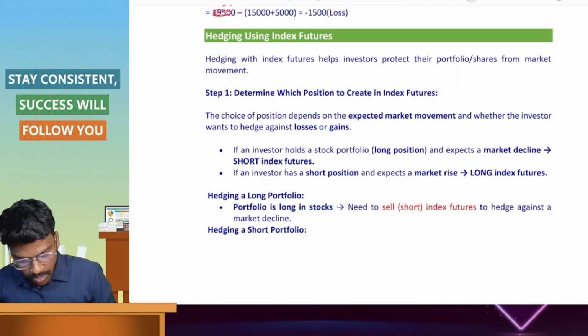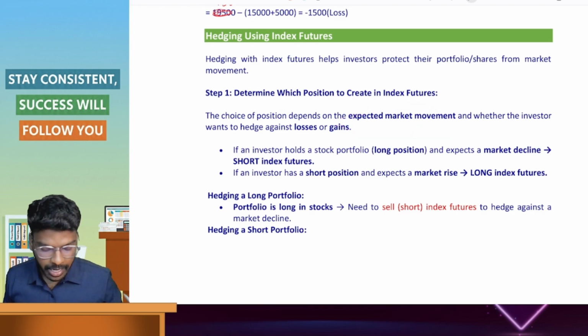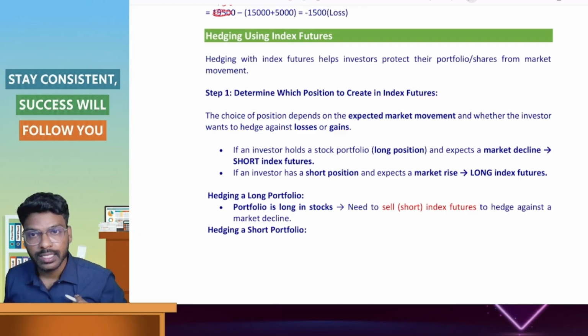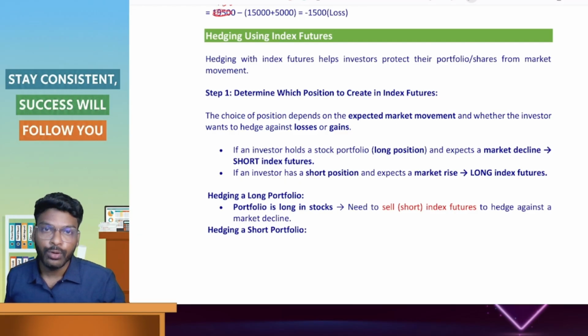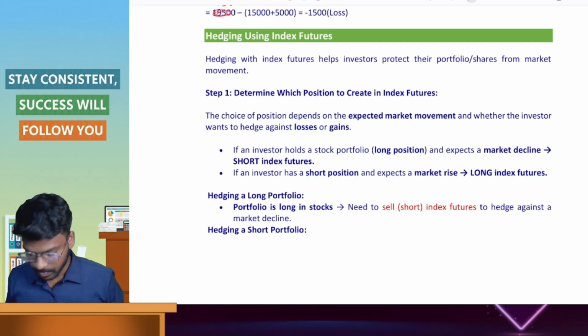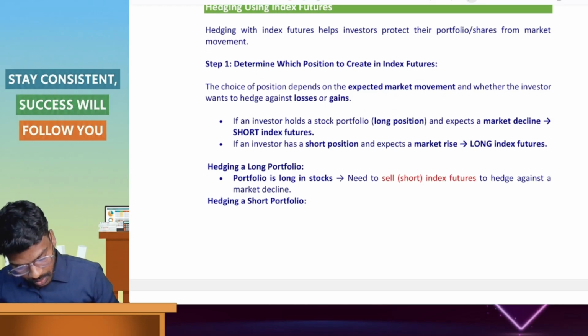Choice of position depends upon expected market movement. If I expect that price will decrease or increase, then I have to decide what position to take to protect myself from a loss or a gain. The investor wants to hedge against the gain or loss.